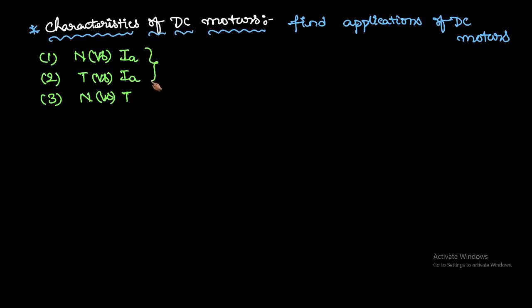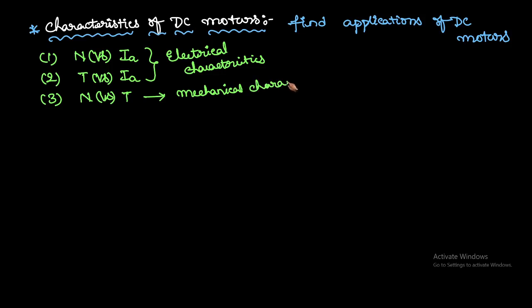The first two characteristics are called the electrical characteristics. The next one is called the mechanical characteristics. Why are they called electrical characteristics? If you observe, in these characteristics you have the armature current, so that's why they are called electrical characteristics. In the mechanical characteristics, you have speed and torque, both regarding mechanical properties only, so they are called mechanical characteristics.